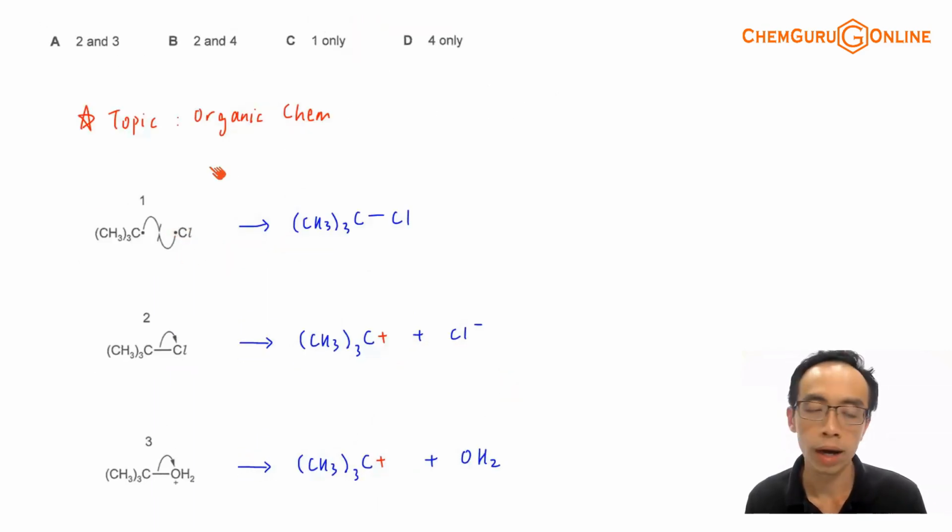Involving step number 1, what we have is a homolytic fission. You have a carbon radical combining with a chlorine radical. What we end up with will just be a C-Cl bond. The product should be neutral. There's no carbocation. Number 1 is not my answer.